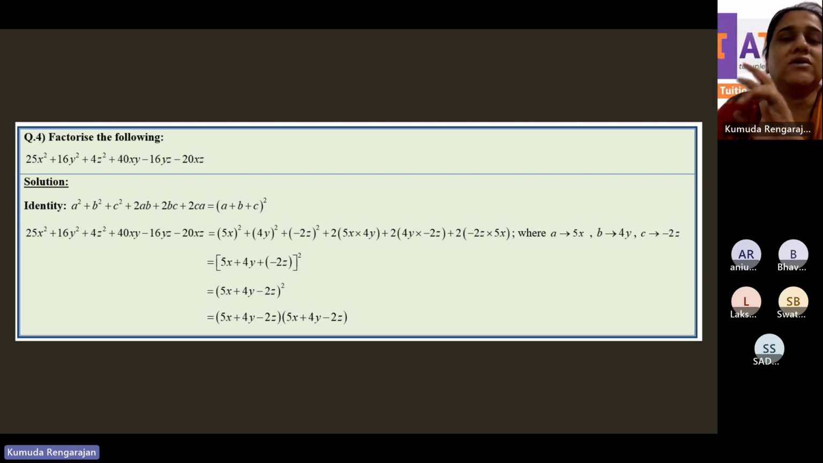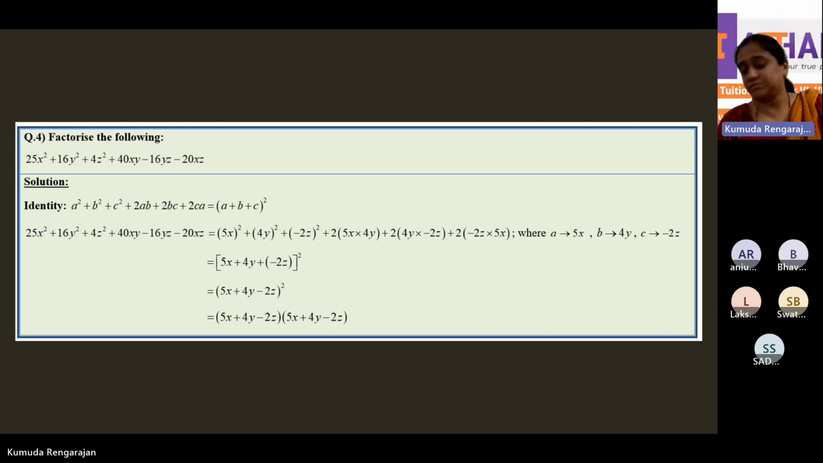The expression will be only of 2 types. Either all those 3 terms, 2ab, 2bc, 2ca, will be positive, or if negative, any 2 of the 3 will be negative. Not even 1 will be negative, 2 will be negative. You will have 2 negative terms and 1 positive term, or all positive terms.